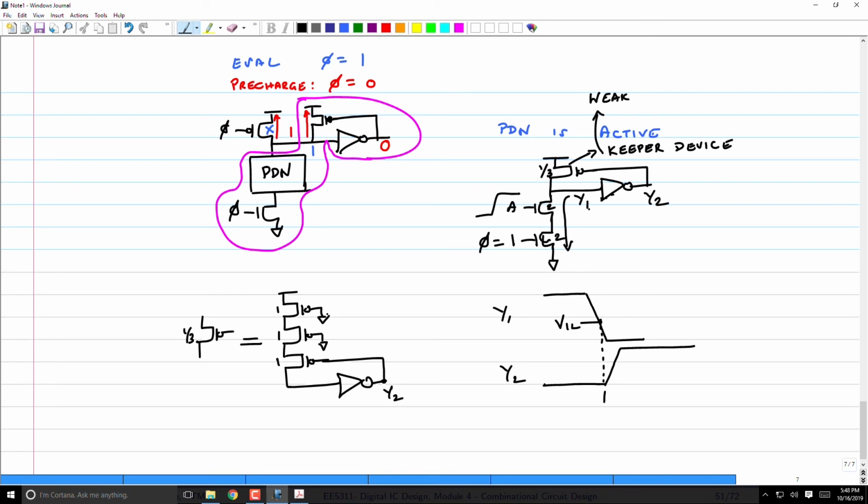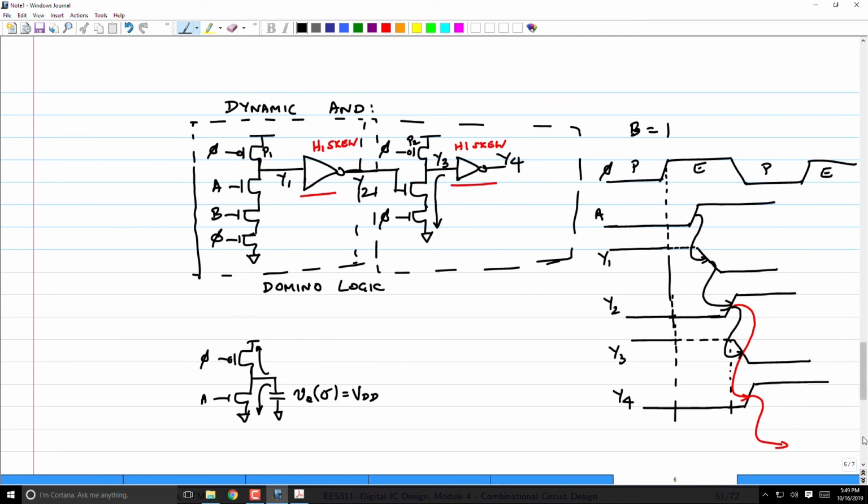So this is the idea behind a weak keeper. I urge you to go back and redraw this timing diagram that you have here. If I also had a weak keeper, all these floating nodes will vanish. They will all become driven high values. Clear? Okay.